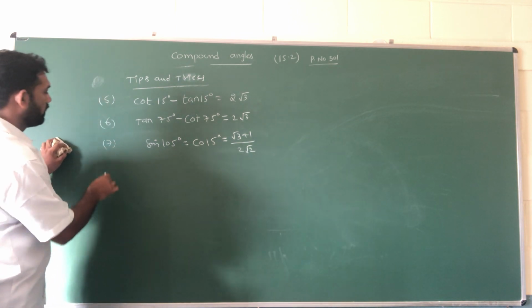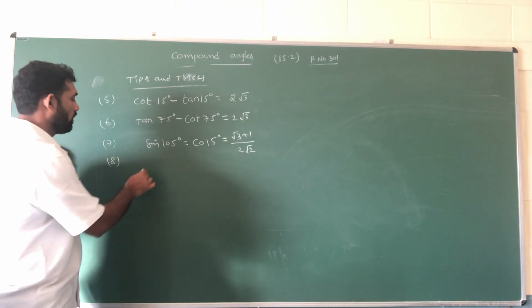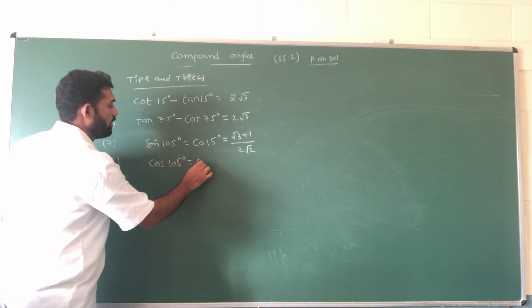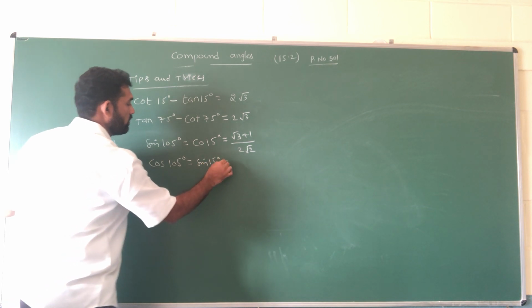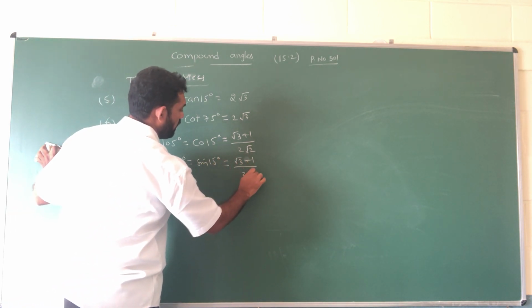So next one, eighth one. Eighth formula, what is that? Cos 105 degrees is equal to minus sin 15 degrees. Sin 15 degrees value is root 3 minus 1 by 2 root 2.